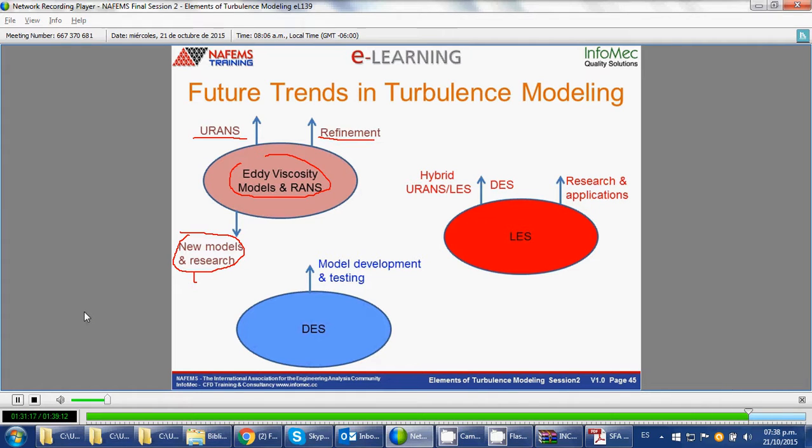People are more interested in LES and maybe combining these two and using DES. So there would be more use of DES, I believe, more testing, more model development. You'll see hybrid URANS and LES working together, which we call DES. More research in application for LES, and maybe, of course, DNS would still be in some research areas people are looking at. So that's a trend I think is apparent to us right now.